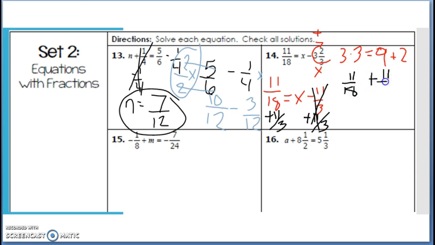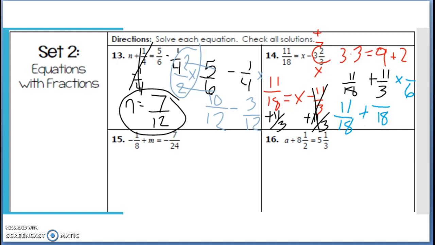plus 11/3. These fractions don't have the same denominators, and they are being added. So we need to make the denominators the same. So 3 is the smaller number. Does 3 multiply by anything to equal the denominator of 18? Well, yes, in this case, it multiplies by 6. 6 times 3 equals 18. So we really don't have to change this fraction because all we have to do is change the second one. So 11/18 is going to stay the same.